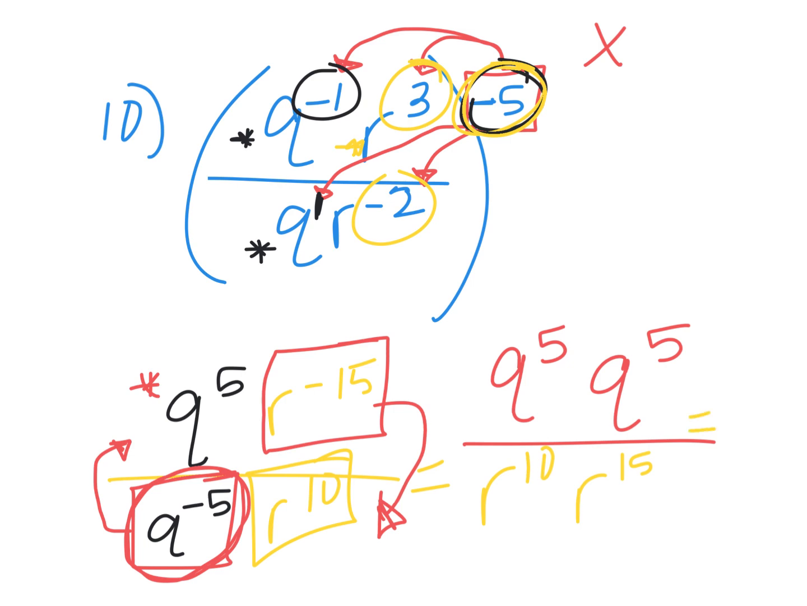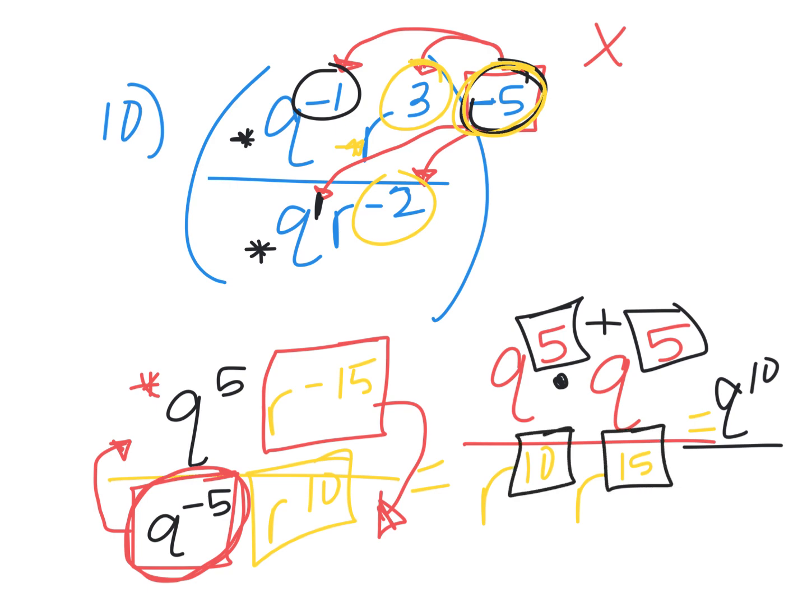So then, remember, when we have an exponent times another exponent, we just add them together. So we would do 5 plus 5. So q to the 10th over, and then r, 10 plus 15 would be r to the 25th.